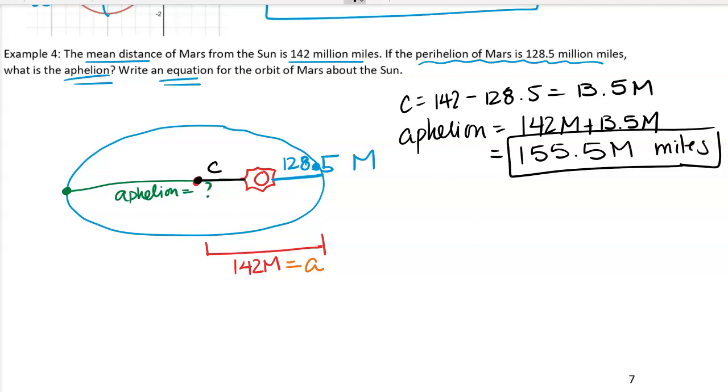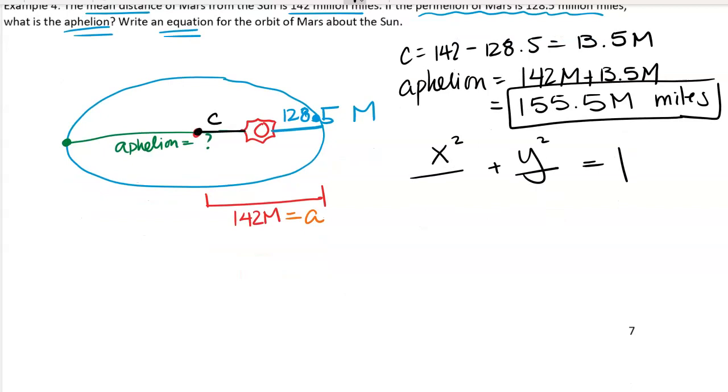Well, like I said, whenever we're doing these, we're going to assume the center is at (0, 0) for the sake of simplicity. So we will need x squared over something plus y squared over something equals 1. As you can see, it is horizontally positioned. So we need to find a squared and b squared. What's the formula to find b squared? A squared equals b squared plus c squared.